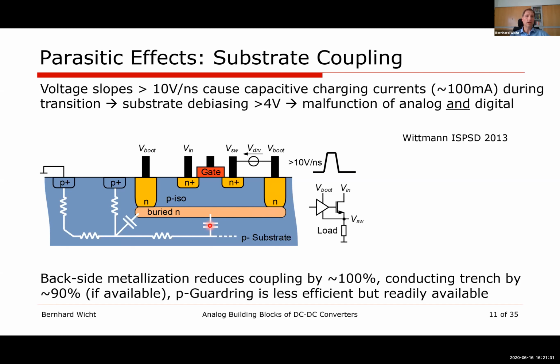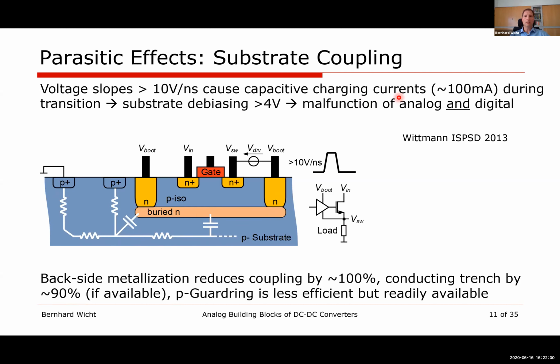And so we get displacement currents in the substrate. And we all know that our P substrate is, of course, not a zero ohms connection. It also has a finite resistance. And now this displacement current flows across this distributed resistance towards ground, system ground. And so we get some voltage drop. We get local substrate debiasing, and that's really huge.